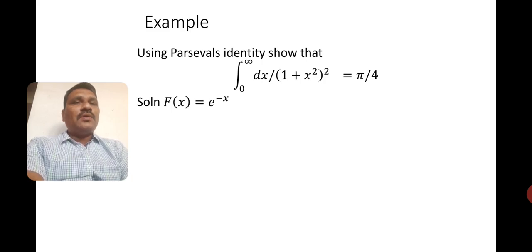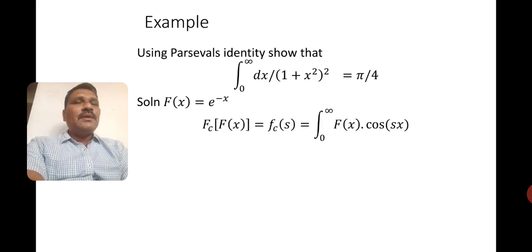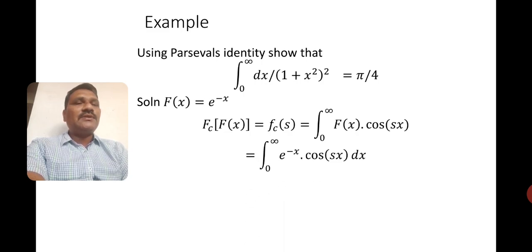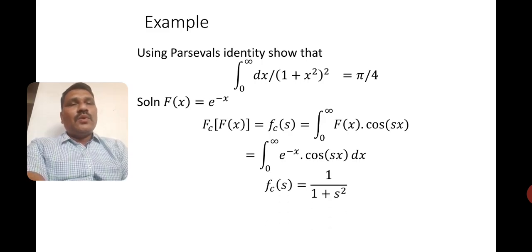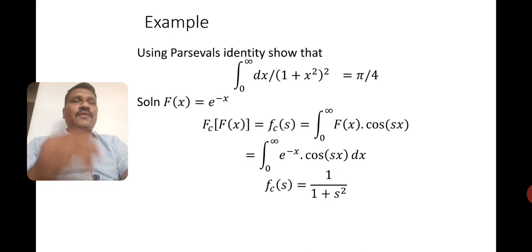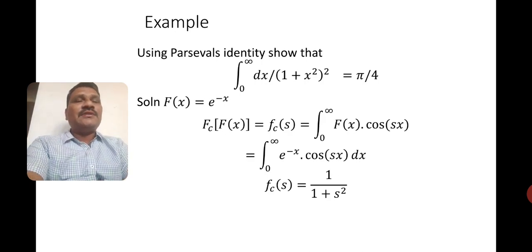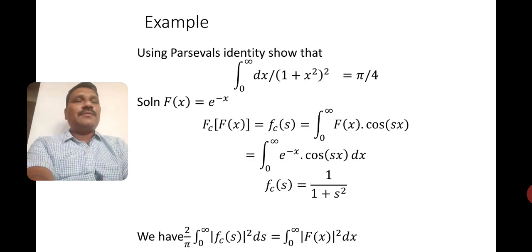Here you have to take f of x as e to the power minus x. Now try to find the cosine transform. The infinite cosine transform is integral 0 to infinity e to the power minus x cos sx dx. You do the simplification of this, and after supplying the upper and lower limits, we will get 1 by 1 plus s square.